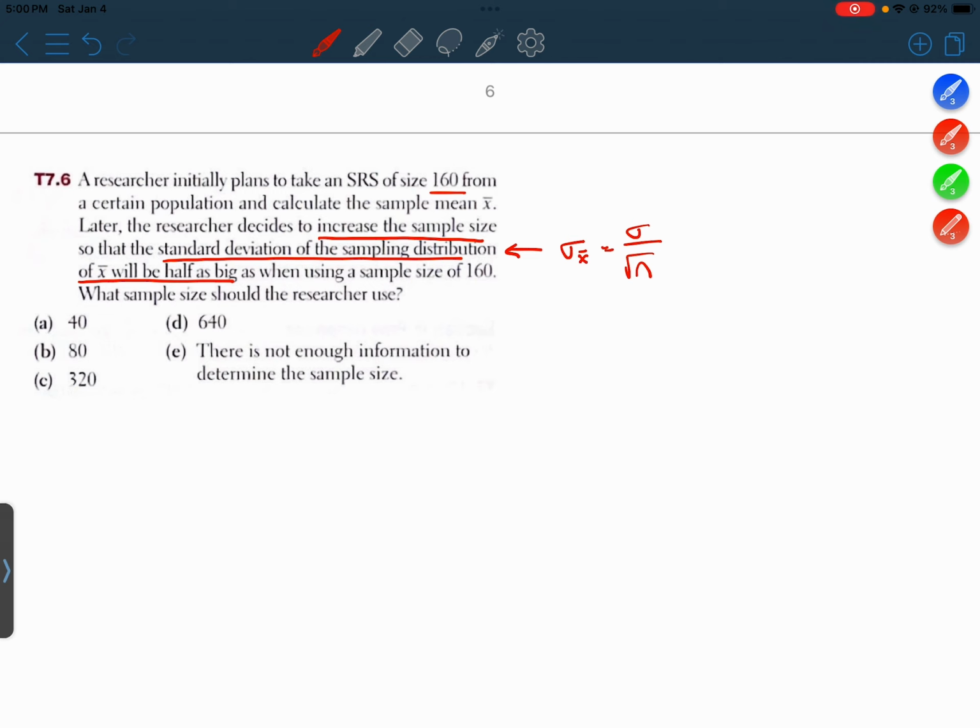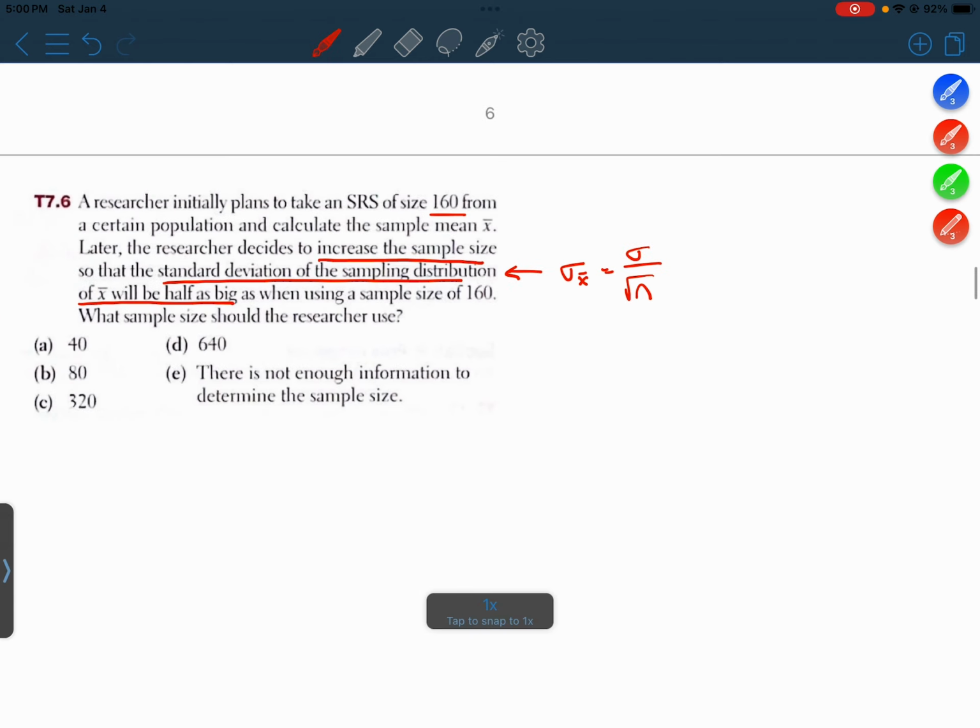All right, now we know what n was initially. It was 160, but the standard deviation, we have no idea what that value is. It doesn't matter. We can just make up a value as long as we consistently use it throughout the whole problem. So let's just assume sigma is 10. All right, that's the population standard deviation.